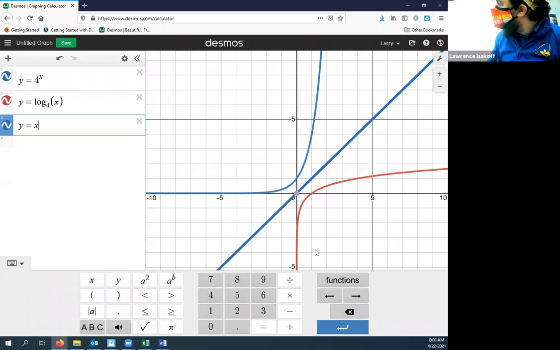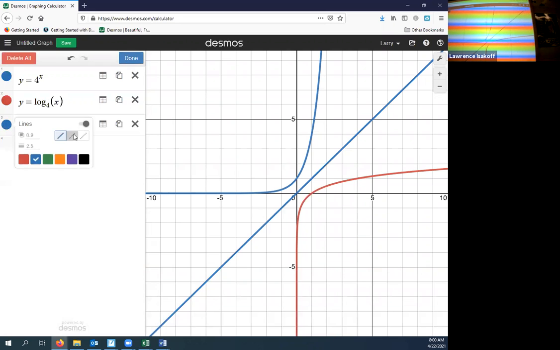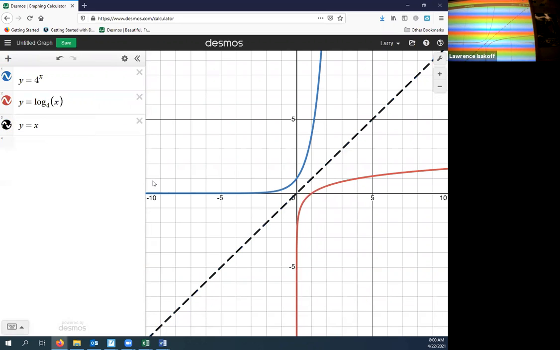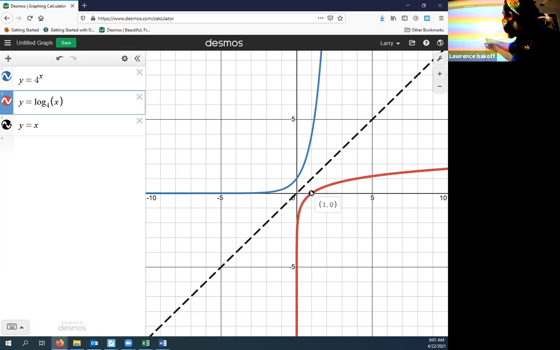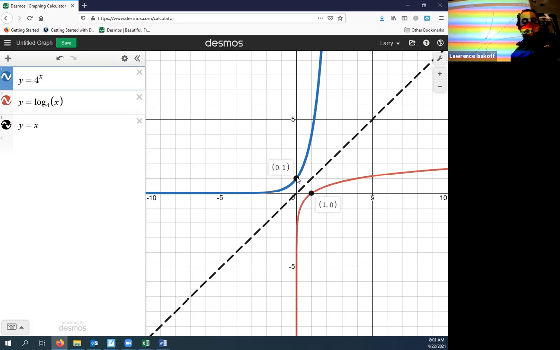Now, y equals x is the line I said it flips over. So when I do that, we would see that it does appear that this and this are inverses because they are reflected over the line y equals x. We can even see it with our x and y intercepts. We do see those points are reflected.